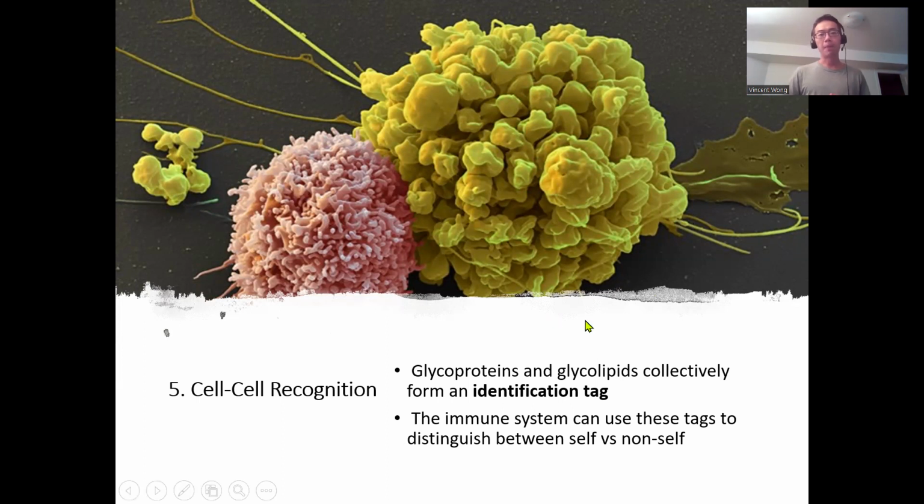Okay. So if you're AB, it means you have the glycoprotein A and the glycoprotein B. That's my point, okay? They create these identities for our cells.